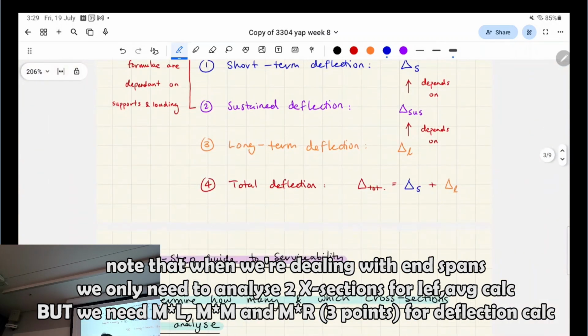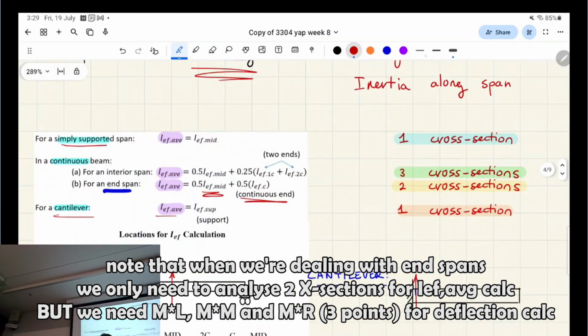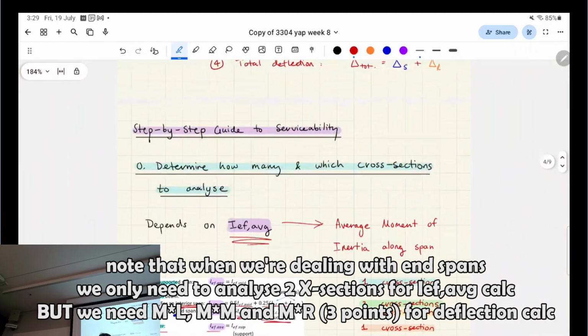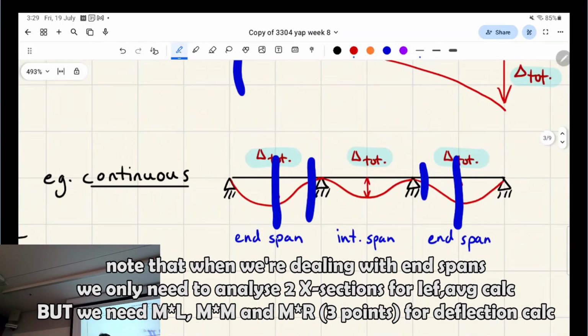So for an interior span, we need it in the middle and both the ends. So let's do that again. For an interior span, we need it in the middle and then left or right? Both. Very good. If we need to calculate the deflection of an interior span of a continuous beam, we need to do 3 cross sections of calculations.